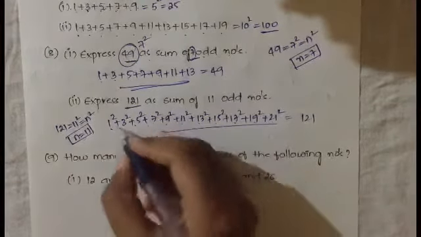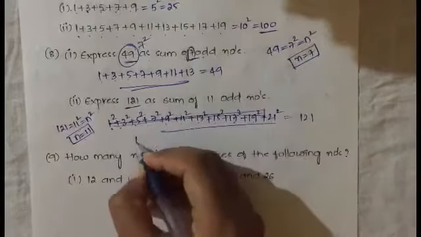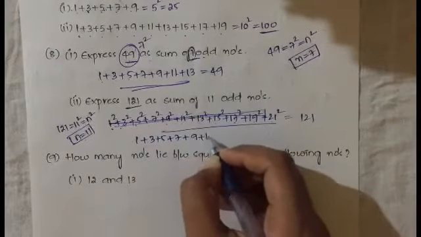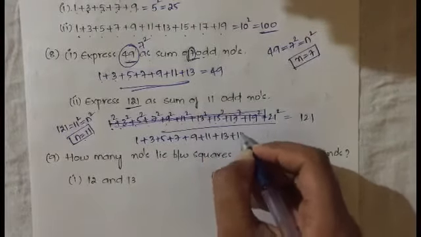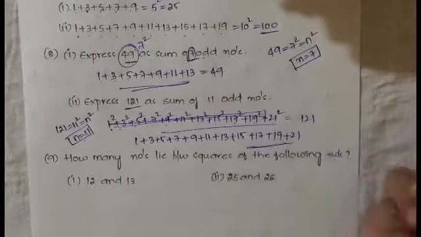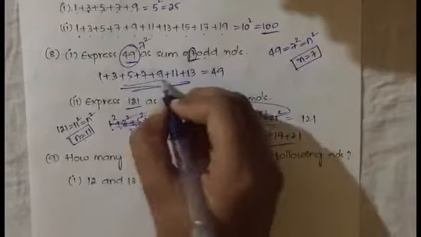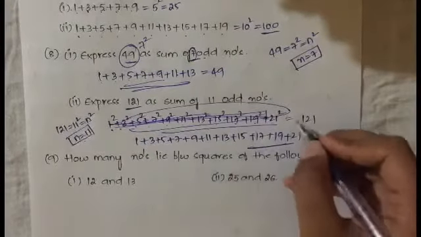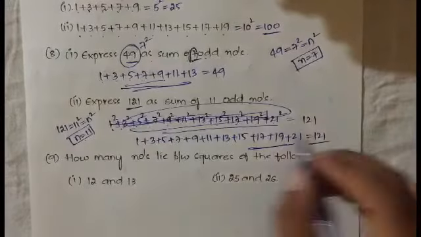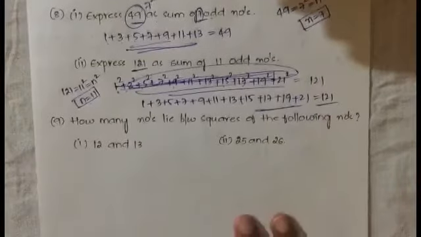I'm sorry. This is not the way. 1 plus 3 plus 5 plus 7 plus 9 plus 11 plus 13 plus 15 plus 17 plus 19 plus 21 you have to do. I'm sorry, this is not the method. In this way you have to just add the odd numbers, not the squares of the odd numbers. Clear? So that is 121. Clear? So forget this. I'm sorry for that.